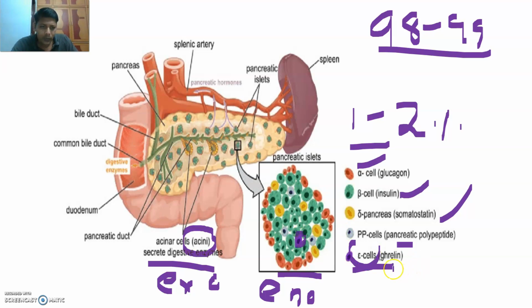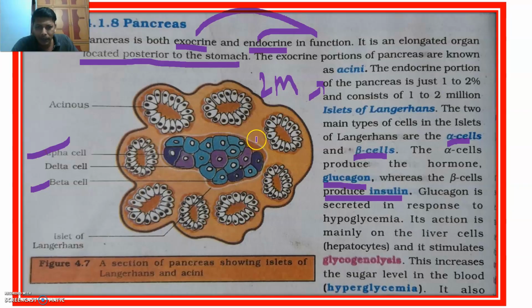This cell can produce the hormone called ghrelin, which you learnt in 10th standard, the hunger hormone. The hunger suppressing hormone is leptin. These are the different types of hormones produced by the pancreas. The two main types of cells are alpha and beta. The other type of cells are called delta cells, which produce somatostatin, which inhibits the secretion of insulin and glucagon.